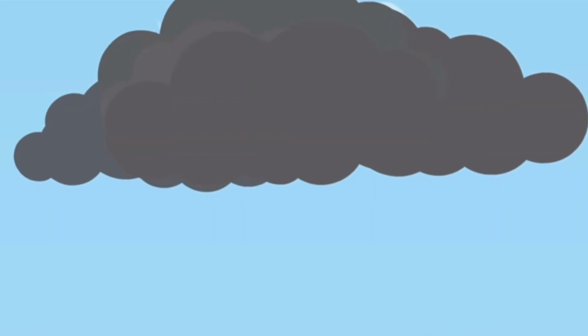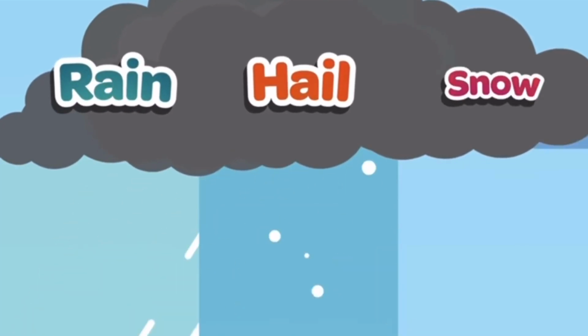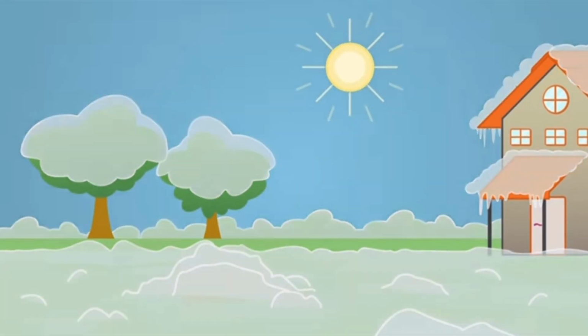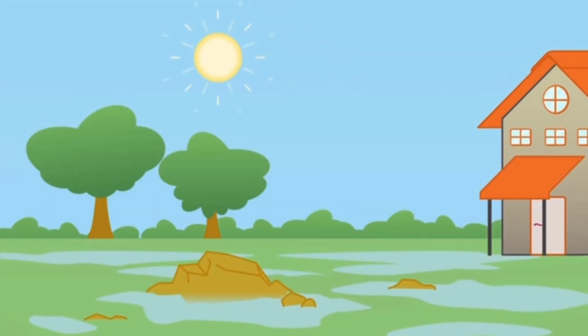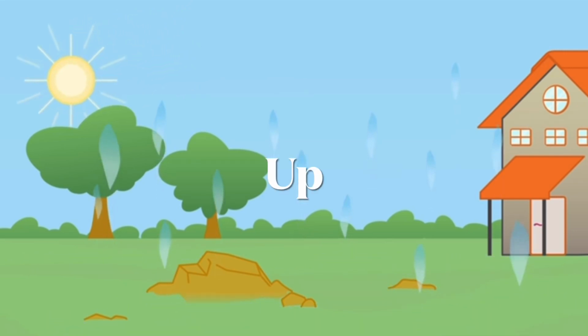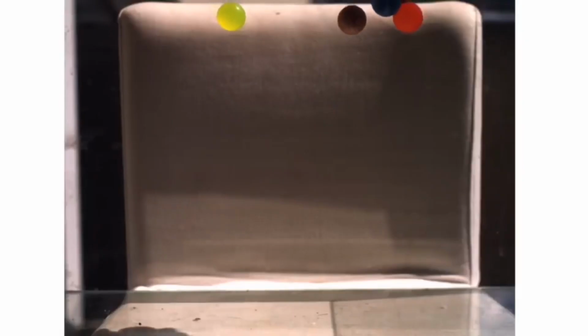They become too heavy to stay in the air and fall back down to Earth as rain, hail, or snow. Once on the ground, they'll eventually warm and melt and turn back into a liquid. This water is then evaporated up by the sun, and this goes on and on. And that's why they don't disappear.